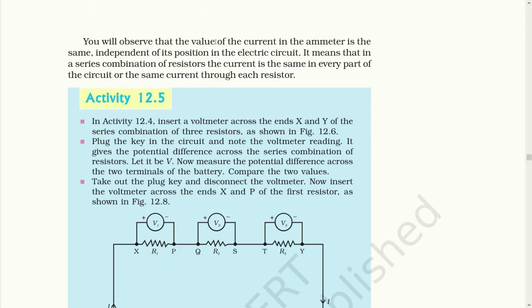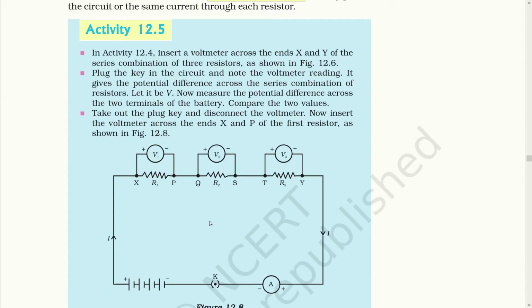You will observe that the value of the current in the ammeter is the same independent of its position in the electric circuit. That means in a series connection, the value of the current does not change. It remains the same. It means that in a series combination of resistors, the current is the same in every part of the circuit, or the same current flows through each resistor. If in this diagram the current is about 2 ampere, 2 ampere current will flow through each resistor. It will not change. It will remain constant.